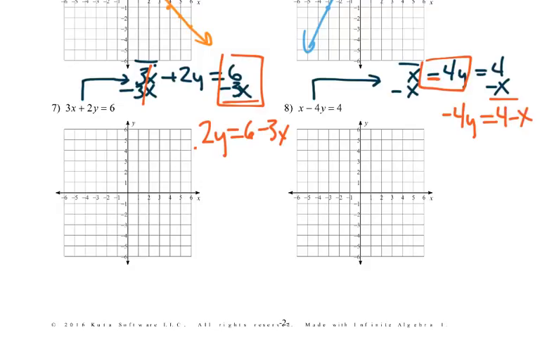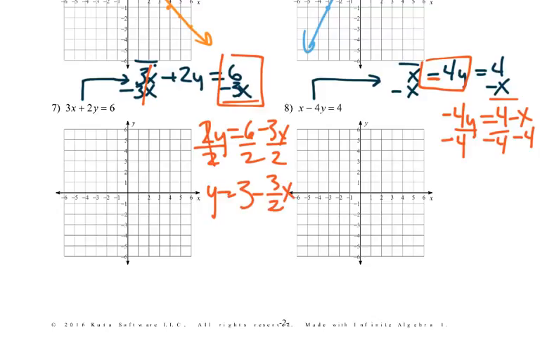Same process. And then what's that last step? Dividing by that last number to get the y by itself. Okay? Then we simplify. So we get y equals 6 divided by 2 is 3, -3/2 x, leave the slope as a fraction. Or dividing by 4, we get y equals 4 divided by -4 is -1. Negative x divided by -4 is positive 1/4 x. Okay? And now we can graph.